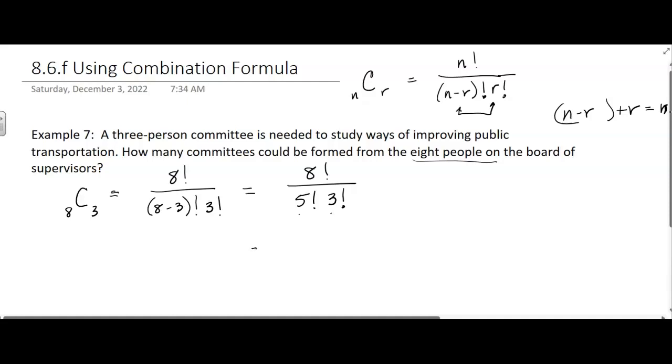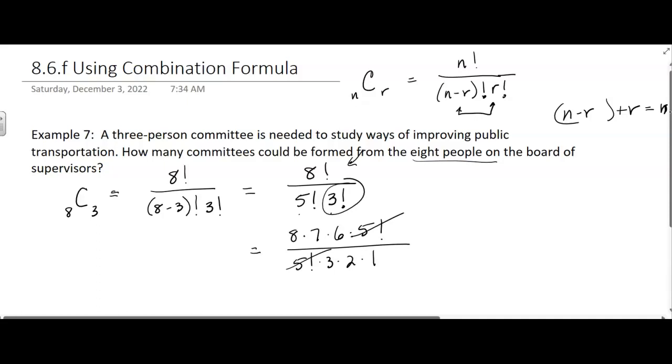Now we talked about how to simplify these, but remember, we're going to count down the 8 factorial, 8 times 7 times 6 times 5 factorial. We're going to stop at the larger number, 5 factorial. Those are going to cancel. Now, the 3 factorial, though, that you have to write out. So times 3 times 2 times 1. We usually put the 1 even though it's not necessary, but the 5 factorials cancel.